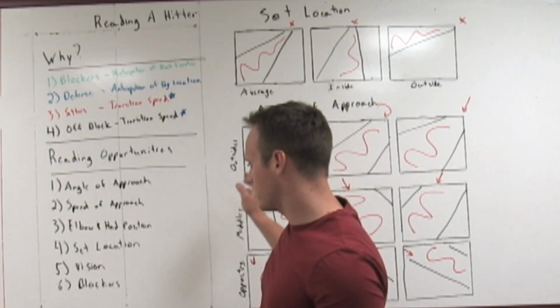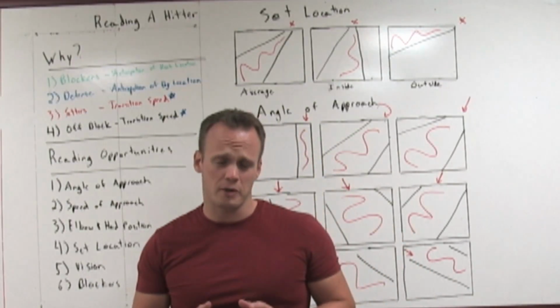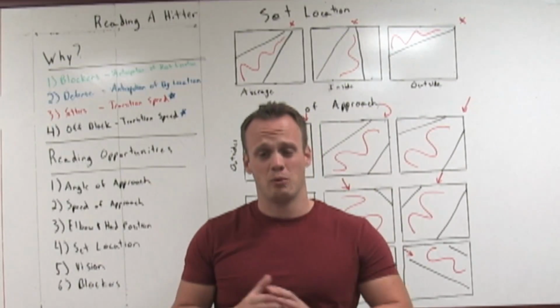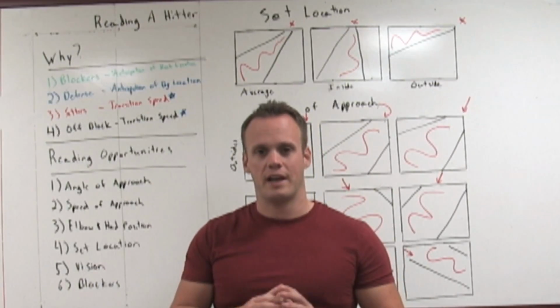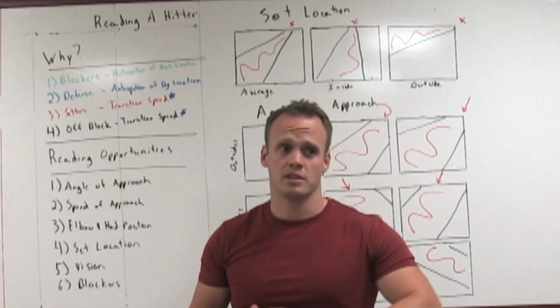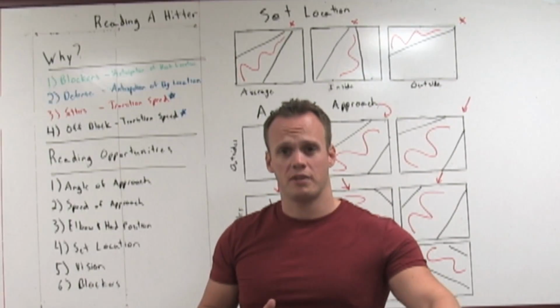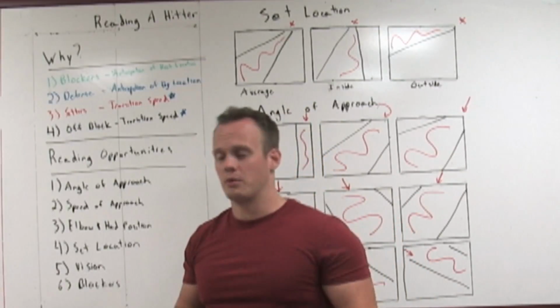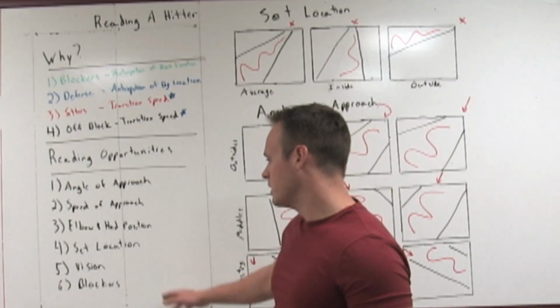Set location we're going to talk about. That's a big one. That refers to where on the net horizontally, and also how far off the net it is, how tight it is, is it where it needs to be. We're going to cover both of them.